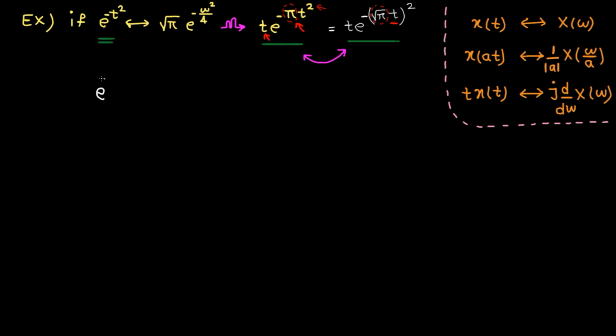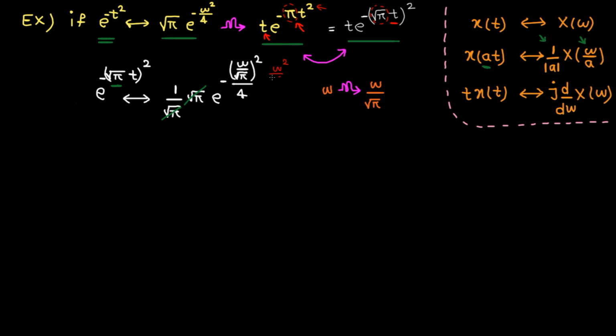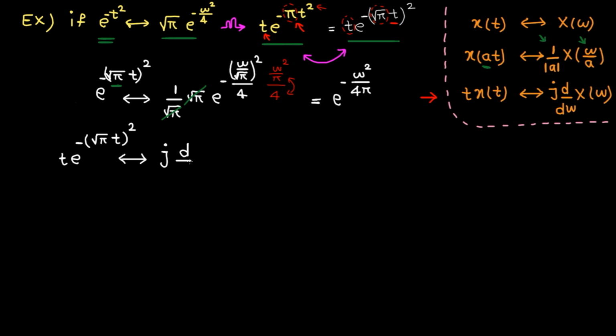To solve this example, first I'm going to scale time by a factor of a square root of pi and use the time scaling property where a is this. So we need to multiply Fourier transform by this factor and replace omega by omega over a in this function. Here's what we get. This is cancelled by this. Also, let's apply the square to the parentheses. So we get this. Then we need to consider this term. So let's multiply our signal by t and use frequency differentiation property. Done.